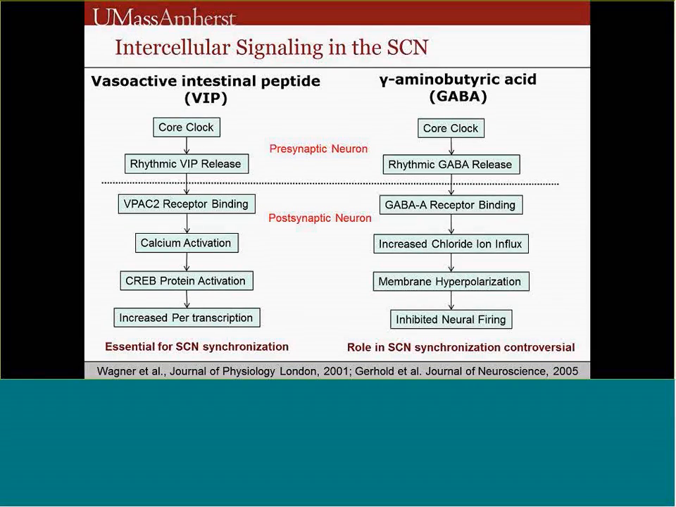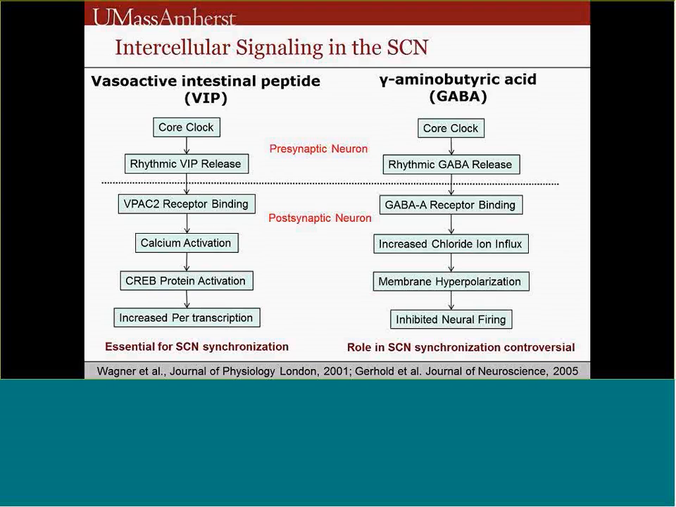These are the two main players, or thought to be two of the main players, in coordinating behavior between neurons. The first one is called VIP. This is a signaling cascade. Basically, one neuron can secrete VIP that will eventually affect the transcription of a gene in the target cell, and it'll be able to phase shift that cell. And this has been shown over the last decade to be essential. So if we want these individual neurons to synchronize, to coordinate their behavior, this neurotransmitter is essential and is generally understood to be so.